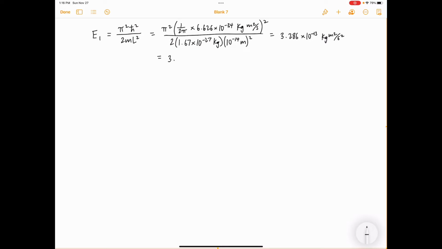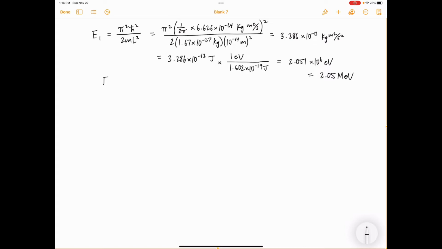So we have 3.286 times 10 to the minus 13 joules. And remember that 1 electron volt, 1 eV, is the same as 1.602 times 10 to the minus 19 joules. And so this works out to 2.051 times 10 to the 6 eV. And remember, 10 to the 6 is the prefix mega, right? So this is the same as 2.05 MeV, mega electron volts. Okay, so that's the energy of the ground state.